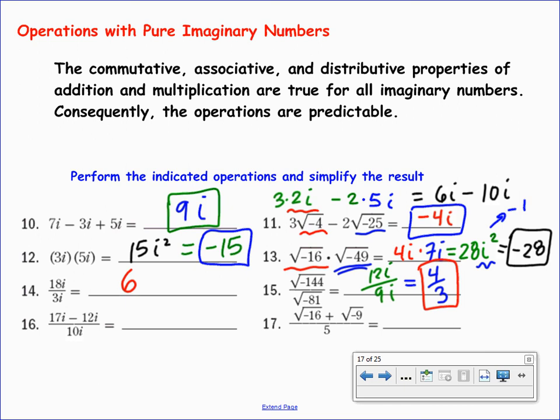We've got 16, combine like terms on top, reduce second. So it looks like we can combine like terms on top first. 17i minus 12i is 5i. Then divide it by 10i and get 1/2.